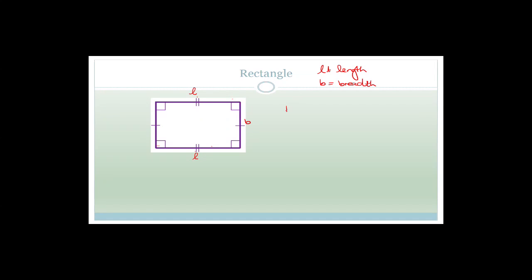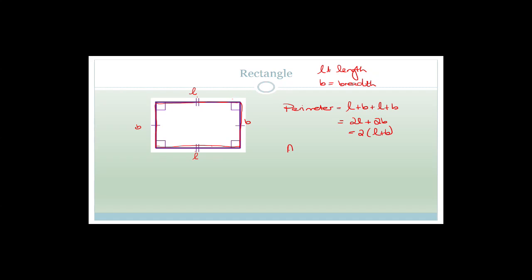So then, do you agree the perimeter, which is the length around this object, is going to be L plus B plus L plus B? So it's L plus B plus L plus B, which could be written as L plus L is 2L, plus B plus B is 2B, or you could write it as 2 times (L plus B), where we've taken out the common factor. Do you see that? We've taken out the common factor of 2. You don't need to, I'm just showing you what can be done.